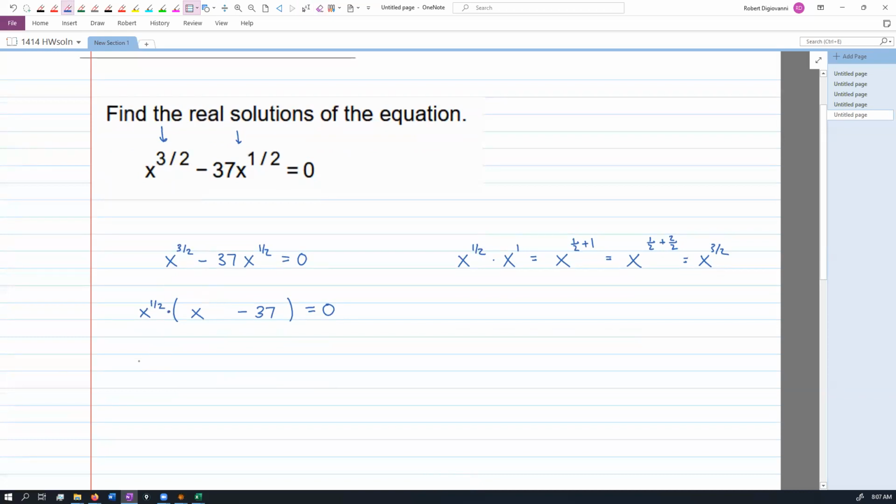So we set each of these equal to 0. So x to the 1/2 equals 0. And then the other equation is x minus 37 equals 0. This gives you x is 37. And then this one is the same as saying the square root of x equals 0. Well, the only number you can take the square root of and get 0 is 0 itself. So x is 0 is the solution here. Now, we never squared both sides of the equation, so these answers should work. Let's go check them.